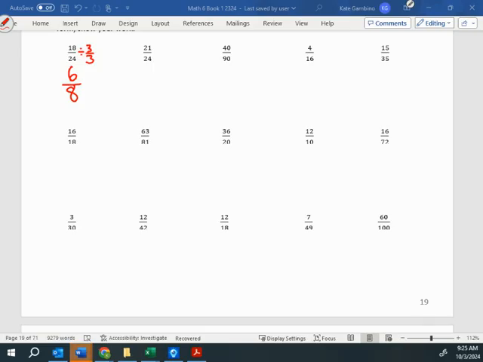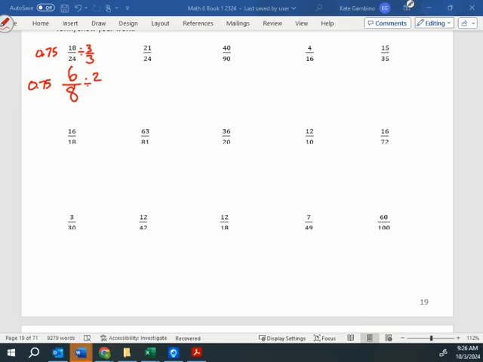Am I done? Let's check and see if I did my scale factor correctly. 18 divided by 24 is 0.75. 6 divided by 8 is 0.75. So I did the scale factor correctly, but am I done? I'm not done, Kylie? I can simplify it even more. What do I divide out? I can divide a 2 out now.